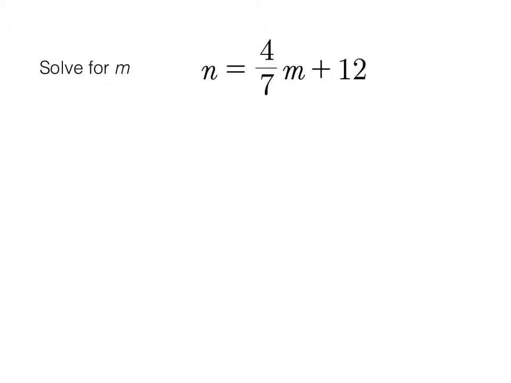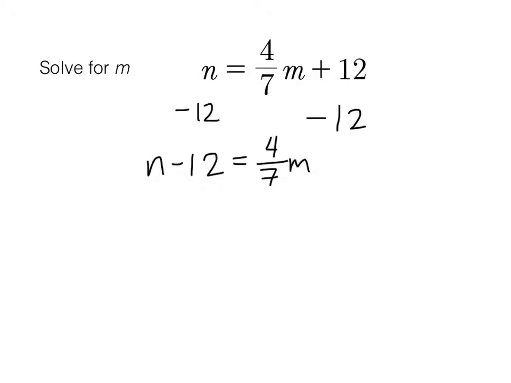So first, remember I'm reversing the order of operations. So think about what happened to m. m was multiplied and then 12 was added. So what do I have to undo first? The added 12. So n minus 12, I can't actually do anything with it. I just have to write n minus 12. And then I have 4/7 of m on the other side. So now I want to get m by itself.